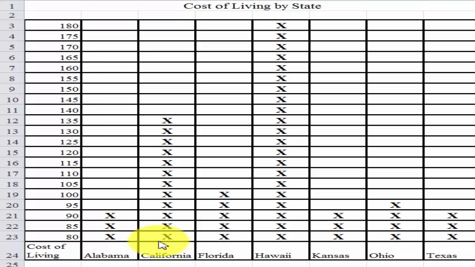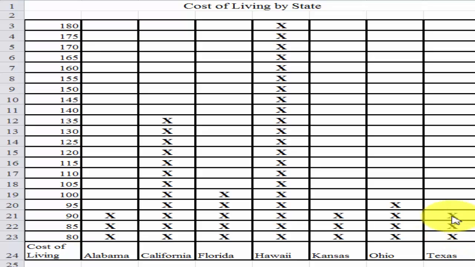Alabama, we had 90. California, you could have said, wow, 135. The cost of living is pretty high. Florida, 100. Hawaii is out of sight. Holy cow, look at the cost of living in Hawaii. Kansas is 90. Ohio is 95, and you live in Ohio, hopefully. You'll notice that relative to the cost of living of 100, we're at 95.